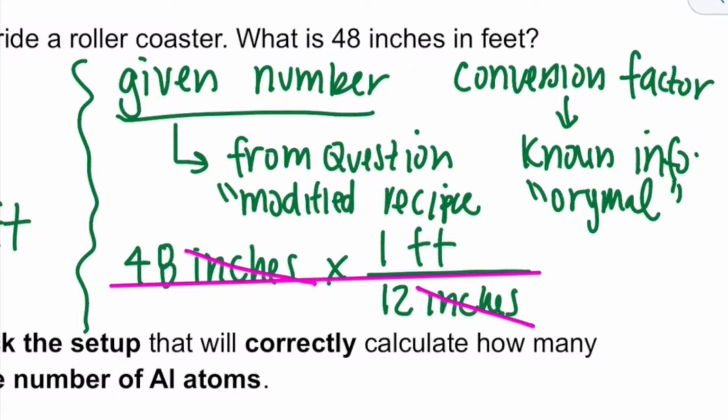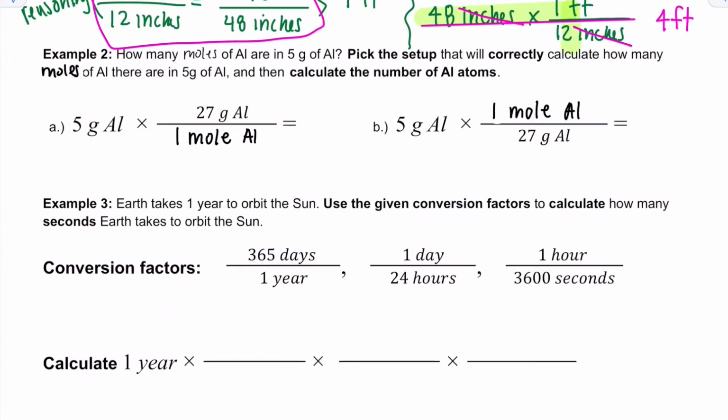Then to do this problem, you have to multiply and divide. The order in which you do that does not matter. I prefer to always multiply first and then divide. So let me highlight the path of my multiplication and division. I'll multiply 48 by 1 and then divide by 12. And if you do that, you end up with 4 feet. Let's look at number 2.